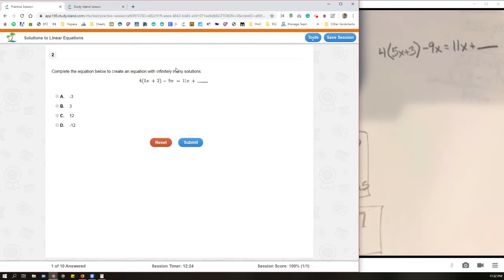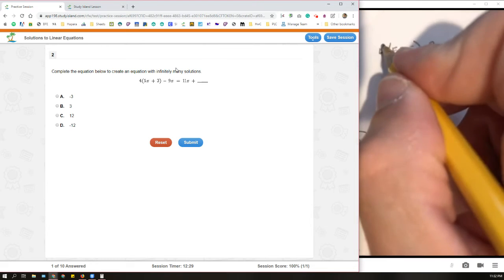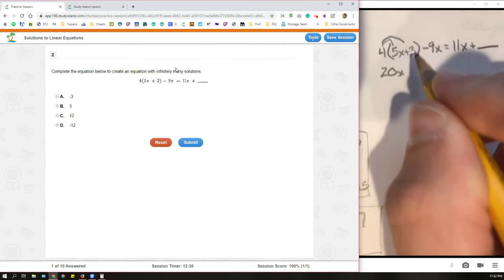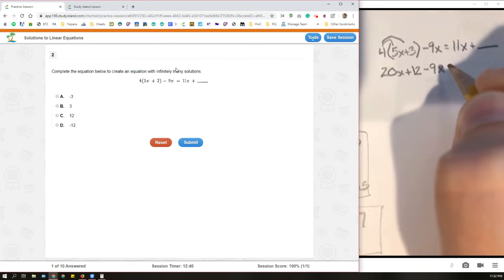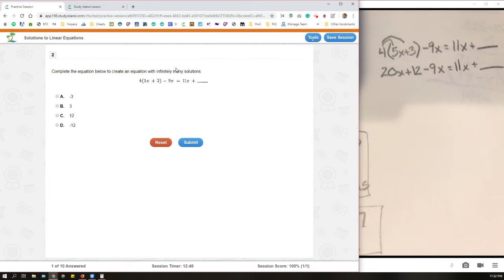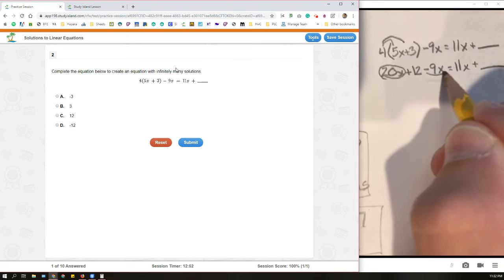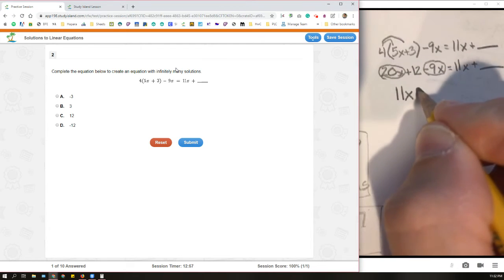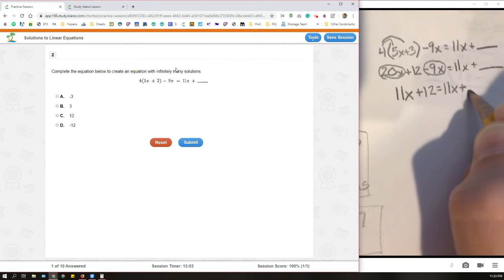So let's go ahead and simplify the left side to figure out what we need to put over here. 4 times 5x, if I'm distributing this, is 20x. 4 times positive 3 is positive 12, minus 9x, equals 11x plus something. Then we have 20x minus 9x. I can combine those two things together. Those are both numbers of x's. 20x's minus 9x's is 11x's. So 11x, I have plus 12 equals 11x plus something.